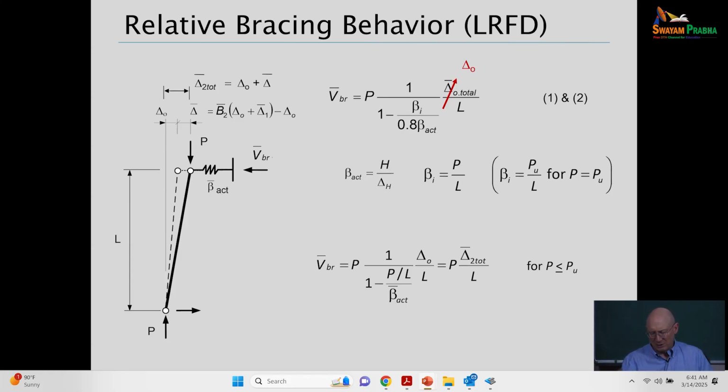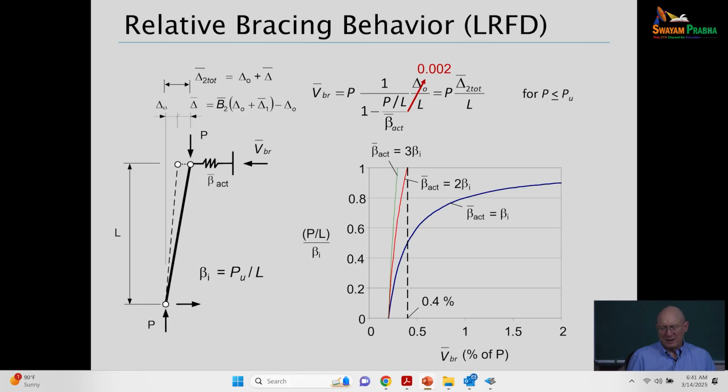So I have a P times a delta 2 total over bar. That would be the total side sway deflection at the top relative to the bottom for a given loading. Now, in AISC, we take delta naught over L as 0.002 or 1 over 500. And so if we take that equation, we've got an equation where we can say what's the brace force at different levels of P as we increase them from 0 up to the PU, the required strength for the column.